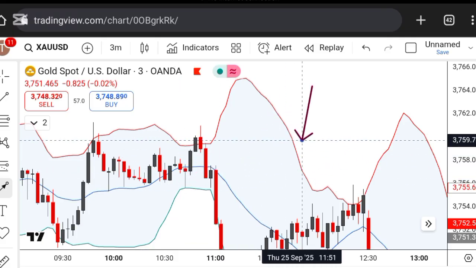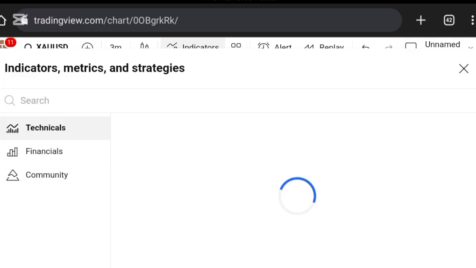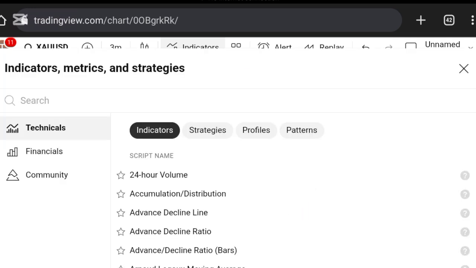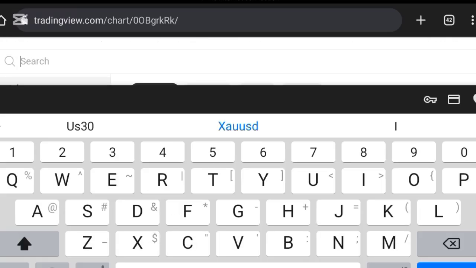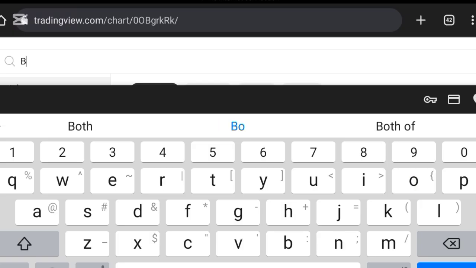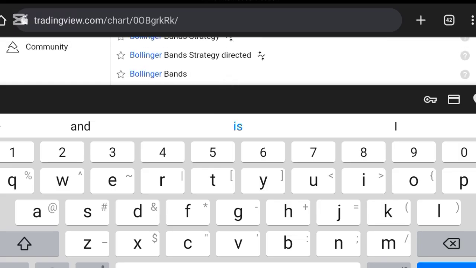The only thing you have to do is go on your indicator. Once you click on it, this interface will appear. Once the interface opens up, you type Bollinger Band. Once you type that, you see that Bollinger Band will appear. Then you search for the one you want to make use of. The one I'm making use of is the one in the middle that is written Bollinger Band. That is the only one I'm going to use.